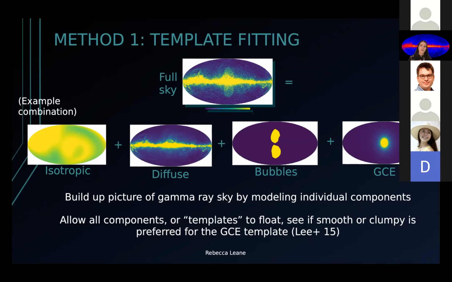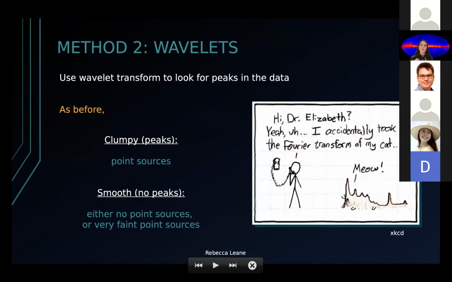If it looks more smooth, it's a lot of really faint point sources, or maybe it's dark matter. So the second method that we can use is wavelet transform. You can use wavelet transform to look for peaks in the data. You can just think of this kind of like a Fourier transform. You're looking for a large signal to noise ratio where you just see a peak.